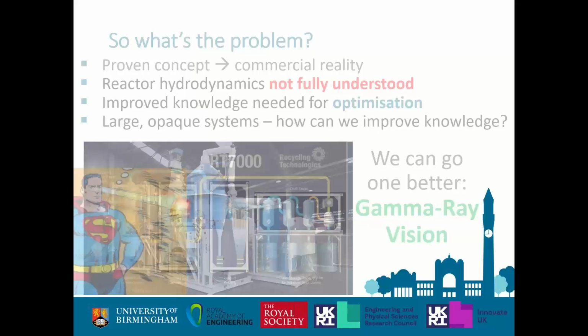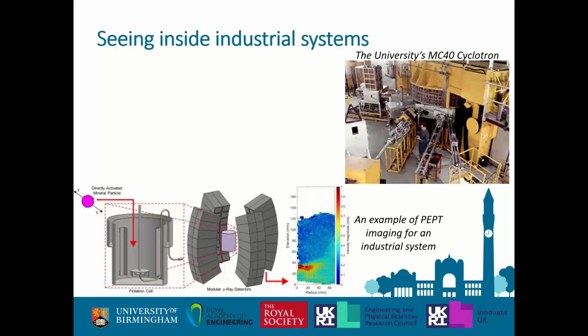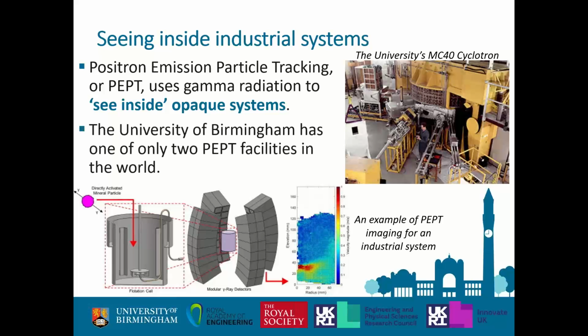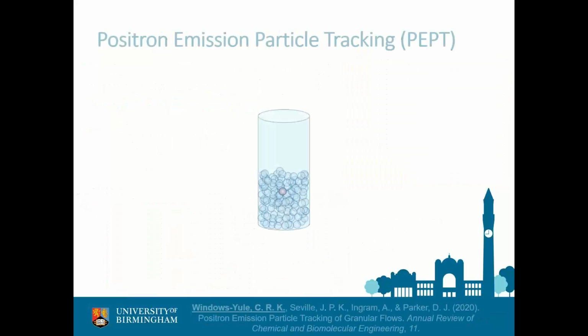And as luck would have it, at the University of Birmingham, we do have gamma ray vision, or more specifically, what we have is Positron Emission Particle Tracking, or PEPT. That's a technique that was developed at the University of Birmingham, and today Birmingham still houses one of only 2 PEPT facilities in the world. What PEPT allows us to do is harness highly penetrating high energy gamma radiation that lets us penetrate the steel exteriors of these systems, penetrate the dense opaque materials within, and actually see inside and reproduce the hydrodynamics of these systems.